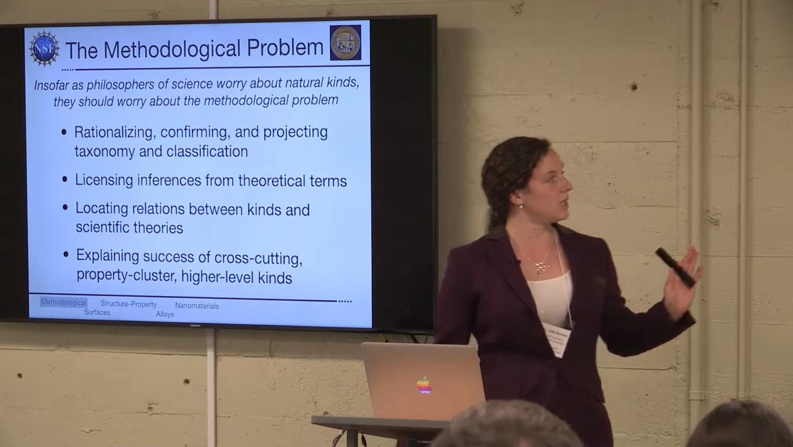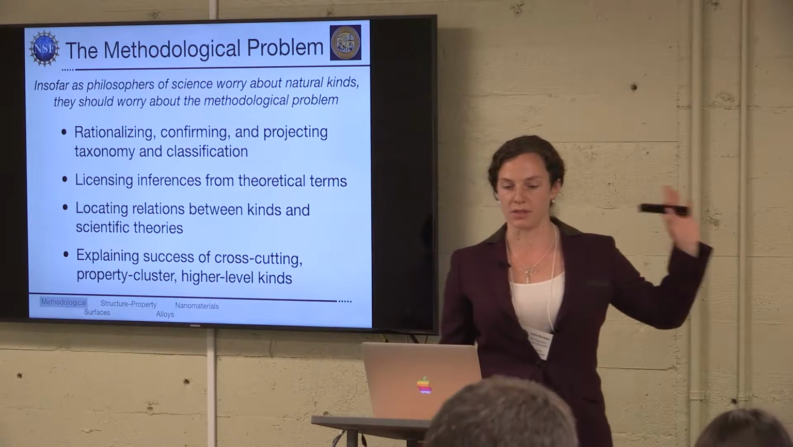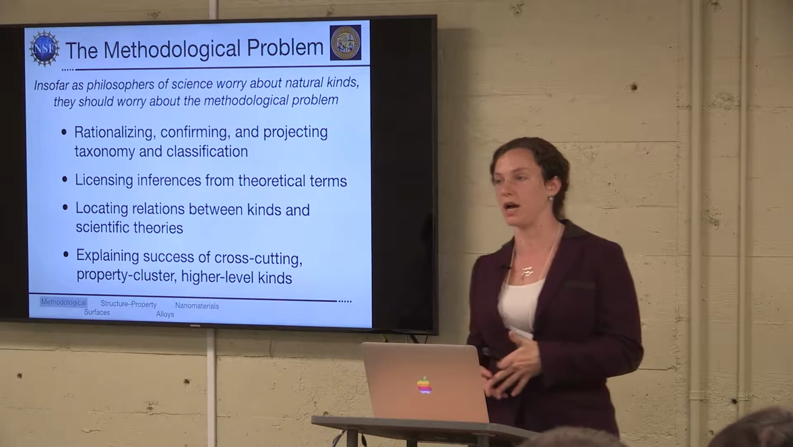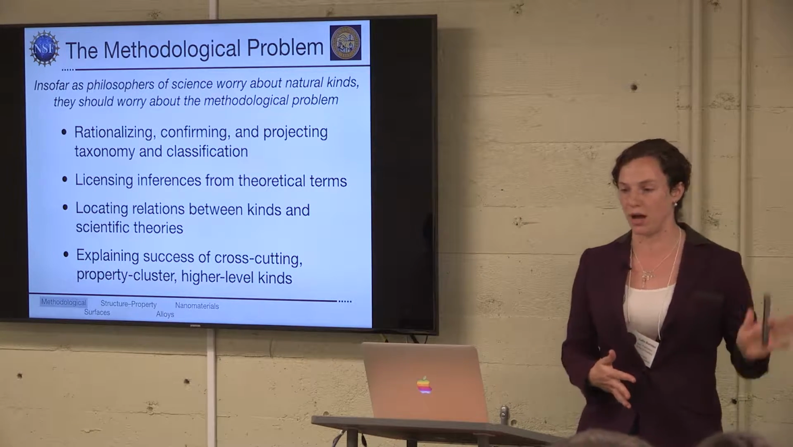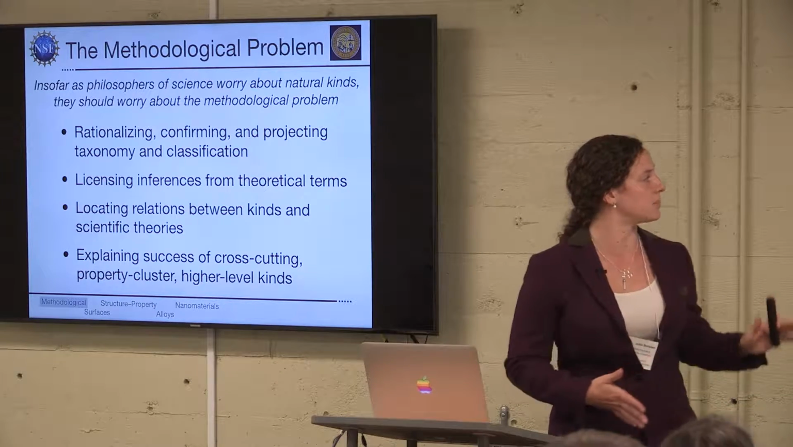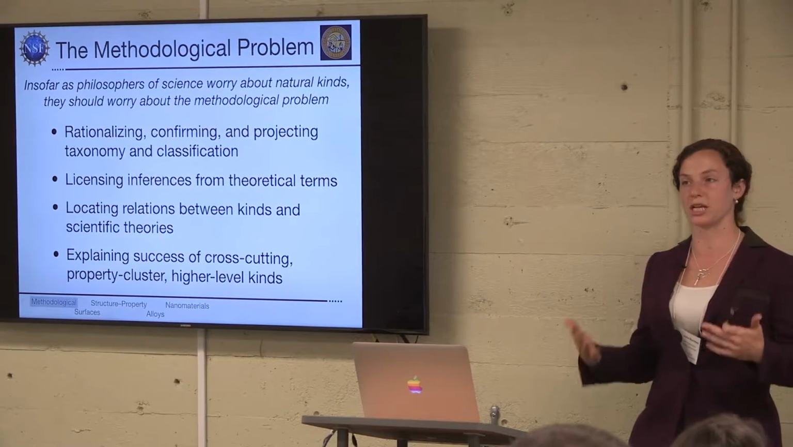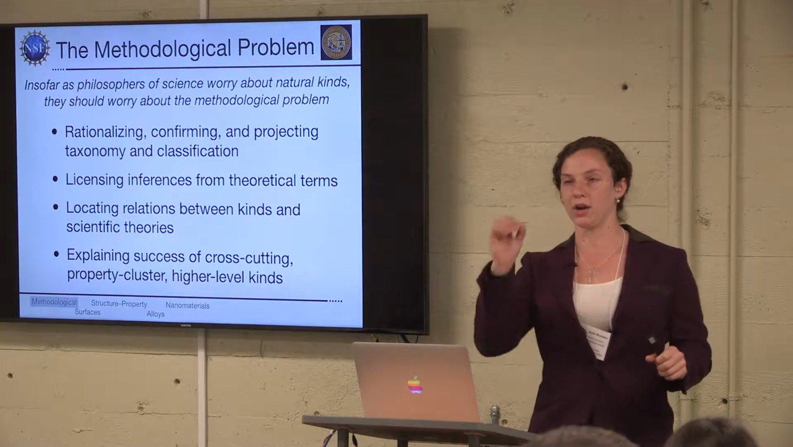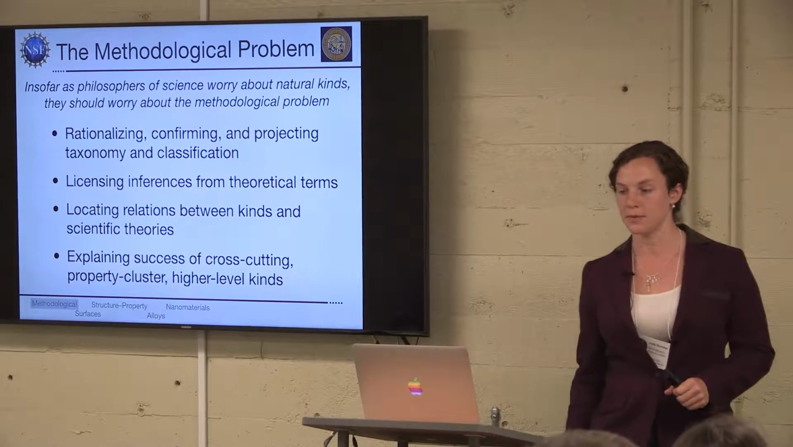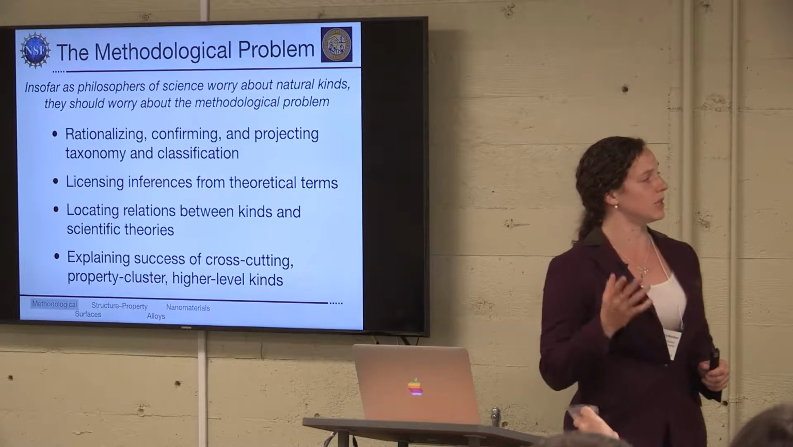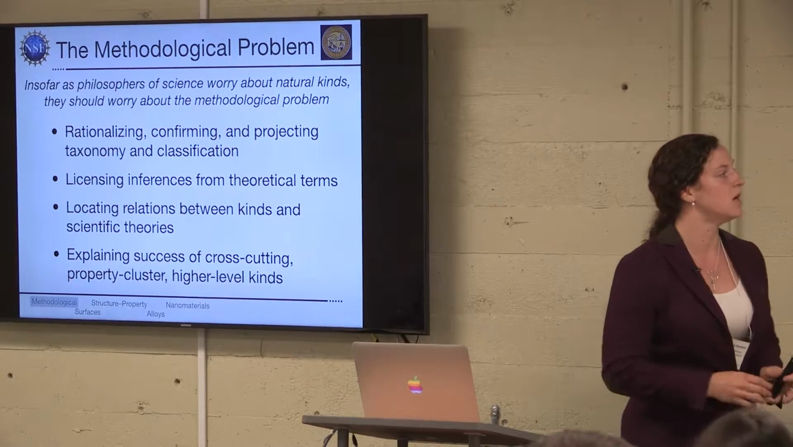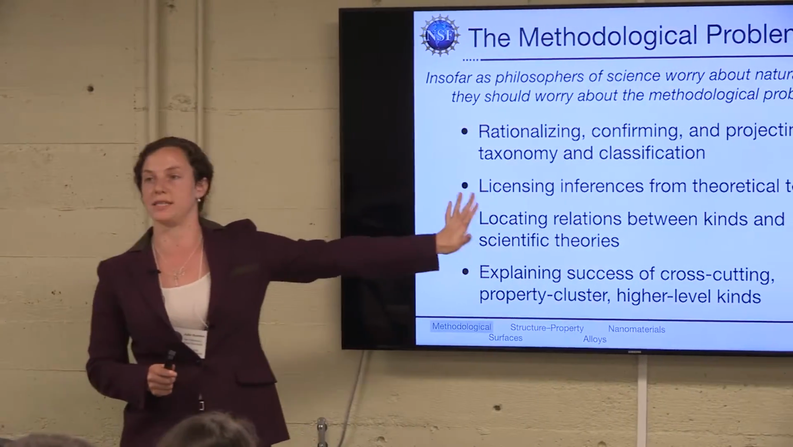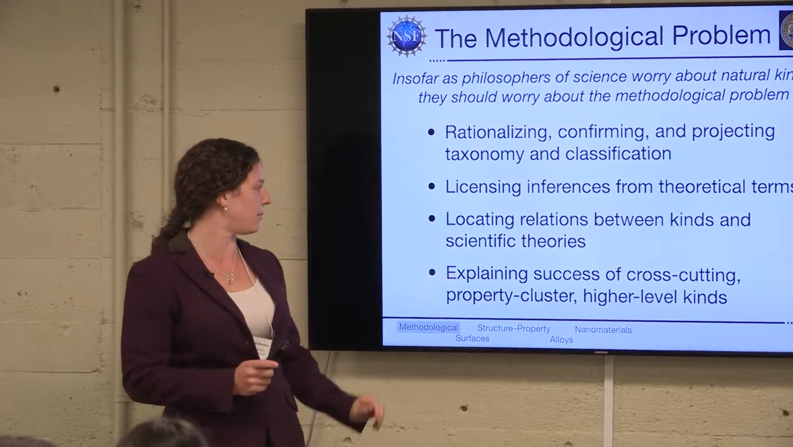I'm not going to give you this argument here, but I've made it elsewhere: insofar as philosophers of science should worry about natural kinds, what they should worry about is the methodological problem. This problem, again, is the problem of rationalizing, confirming, and projecting both our taxonomy, our hierarchy of kinds, and our individual classificatory practices, and then being able to license inferences from theoretical terms. So this is a problem for the reference problem of kinds that comes out of the methodological problem.